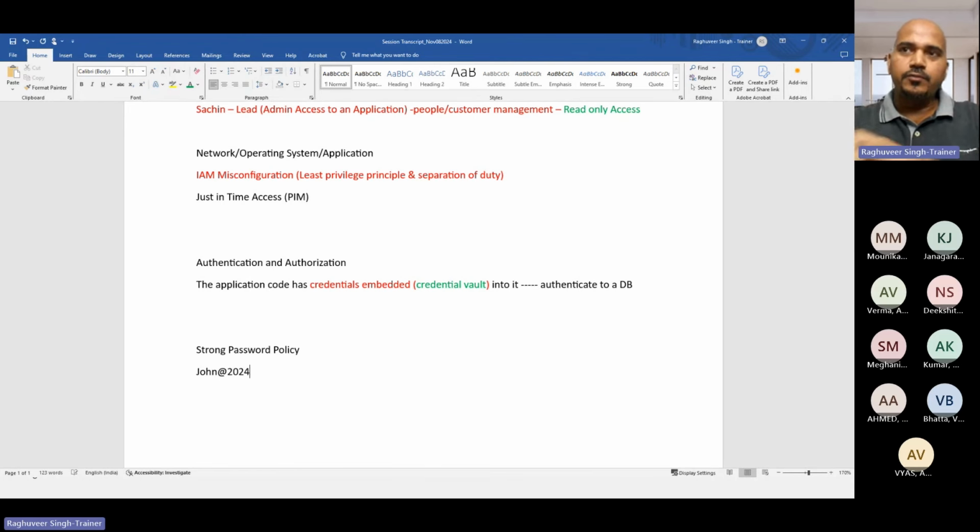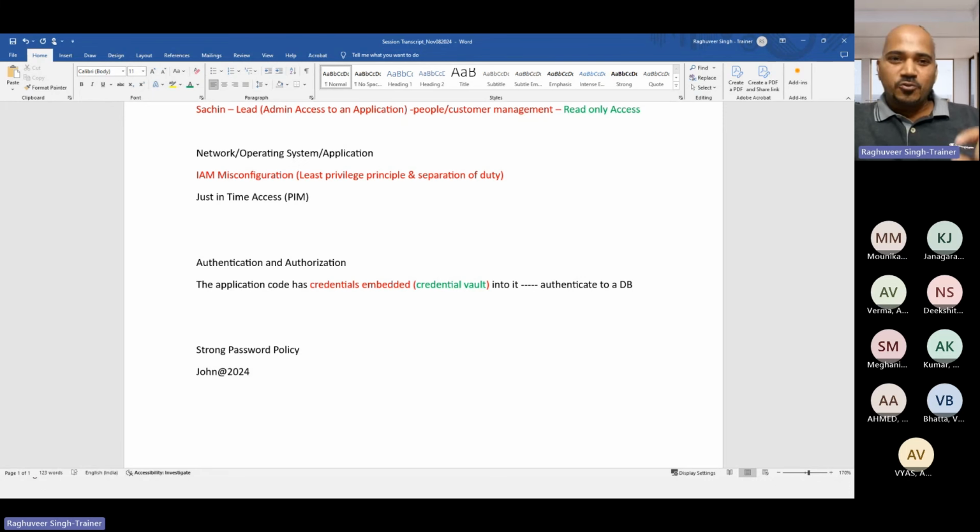John@2024. Does this align with your password policy? There is no repetitive number. It has a special character. It has a numeral. It has uppercase and lowercase, but it has 9 characters. Should it be matched with a username also? No, actually, 2024 is not a repeated number.